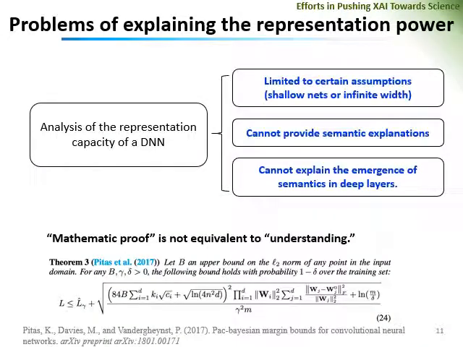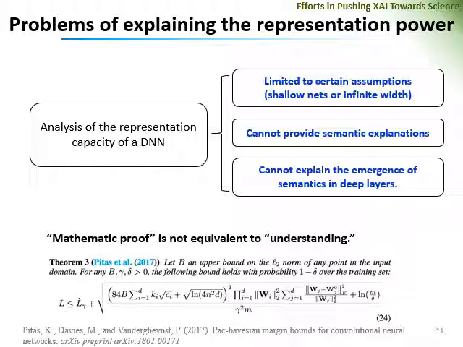On the other hand, for the explanation of the representation capacity of the neural network, we still have much work to do. For example, nowadays, many methods are limited to certain assumptions. For example, they only focus on shallow nets or some networks with infinite width. And second, sometimes people mathematically prove a generalization bound, but the mathematical proof is still not equivalent to the mechanistic understanding.